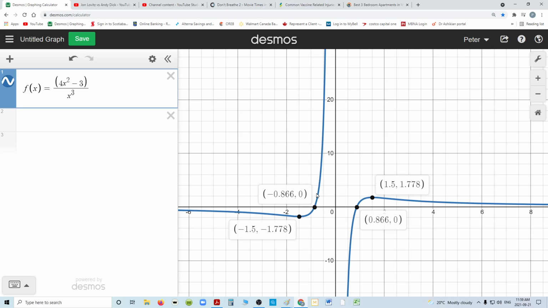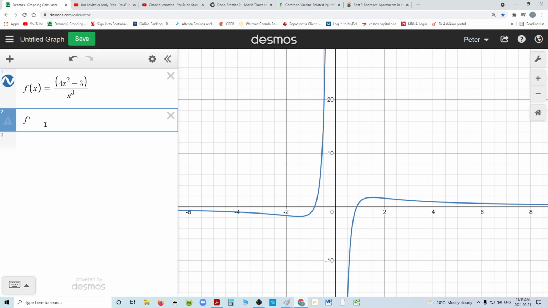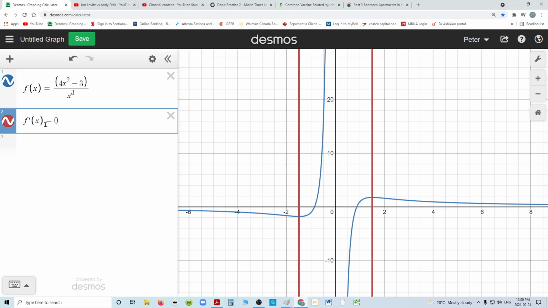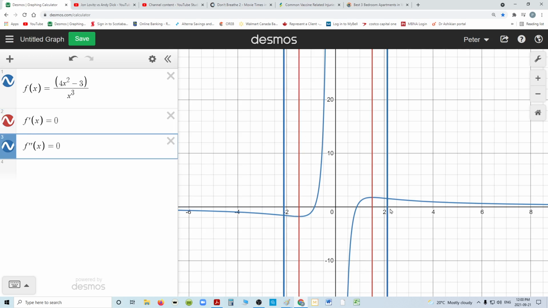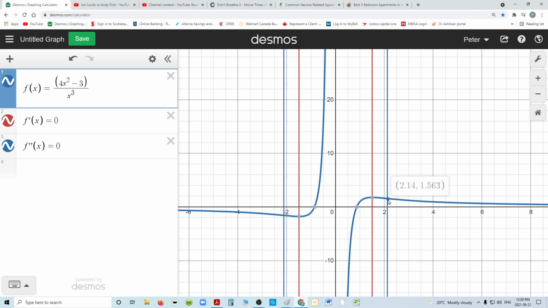And there should be an inflection point because this is going up and this was going up. There should be an inflection point out here and out here. So we already discovered one of them. So we're going to take the first derivative and set it equal to 0. That'll give us the max-mins. And we're going to take the second derivative and set it to 0, and that will give us the inflection points. So I did indeed do the second derivative incorrectly because the inflection points occur at 2.14 and negative 2.14.